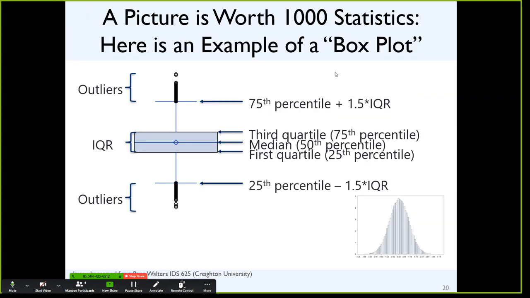Pictures like this occasionally show up. This is what's known as a box plot. There are cooler things than this nowadays. I once had a reviewer recently ask for something called a violin plot. And I was like, what the hell is that?